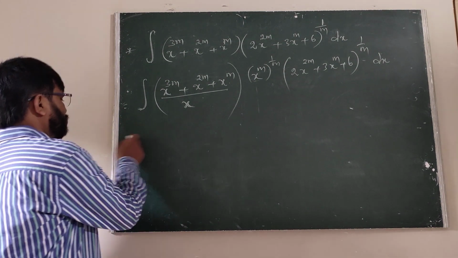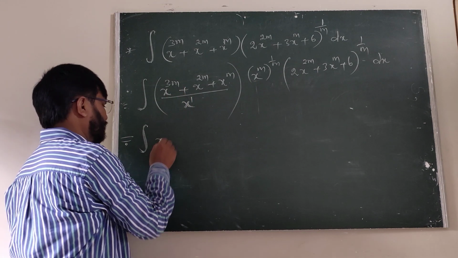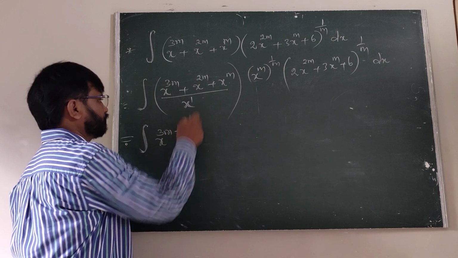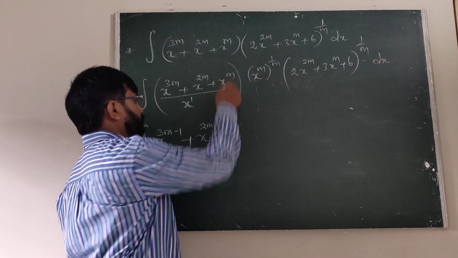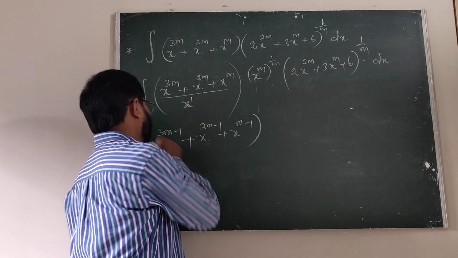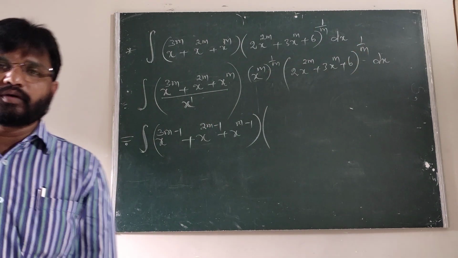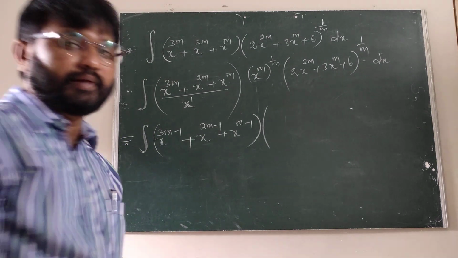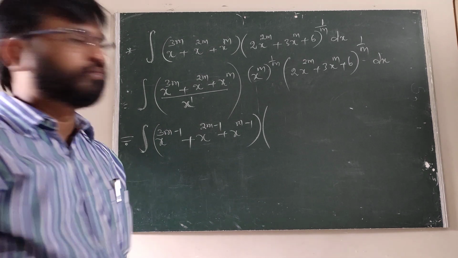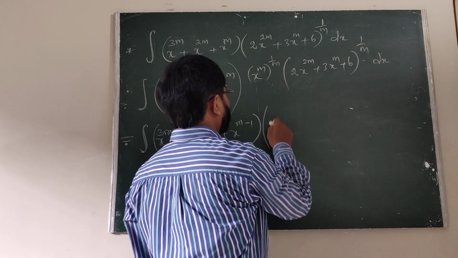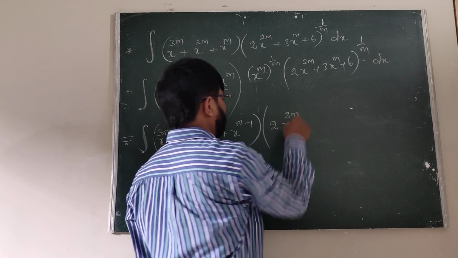After that, this can be written as the integral. The plus 1 is sending to the other side: x^(3m-1), x^(2m-1), x^(m-1). After that, for the powers, a^m into b^m is (ab)^m, and (ab)^m is a^m into b^m. Therefore, now this is also 2 into x^m plus 2m is 3m.